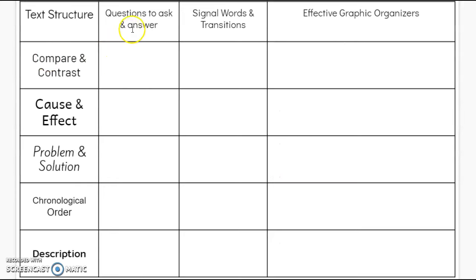And then on the inside, as you go through each Edpuzzle, it's going to tell you what questions we ask to figure out if it's compare and contrast, what signal words or transition words we can look for to help us figure it out, and an effective graphic organizer to use to organize that information. And so after each example, we're going to do a sample paragraph, and that might be a good example for you to write in here.